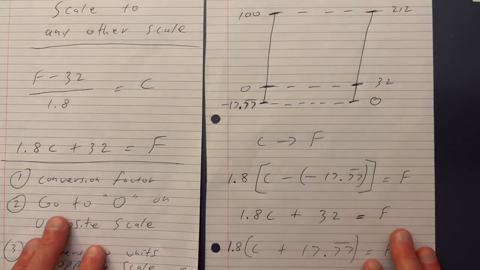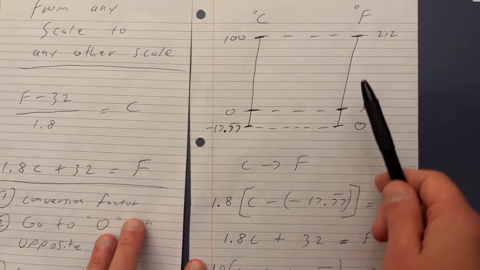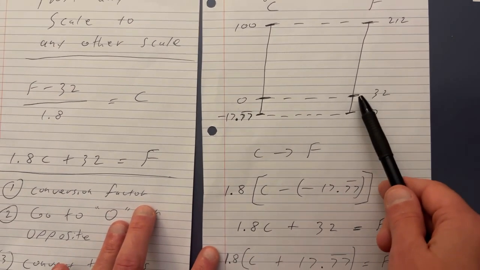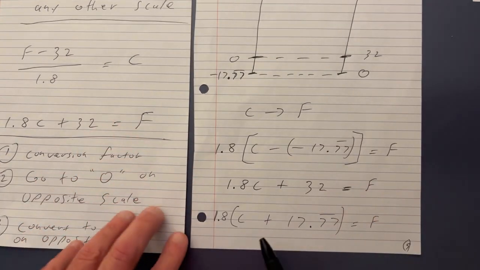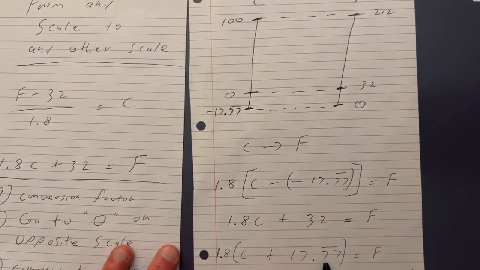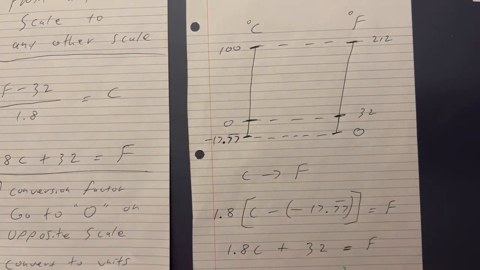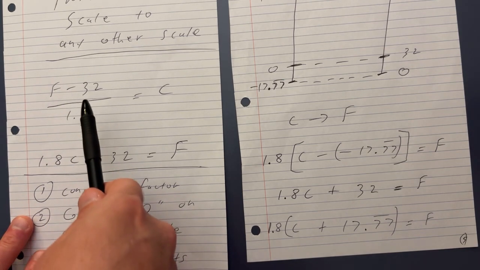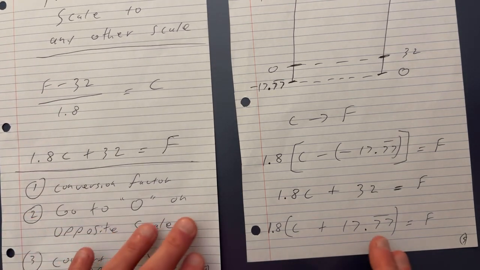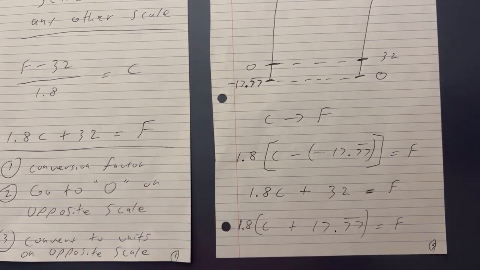Notice what we've done here is made these equations symmetric. So with the Fahrenheit scale, we've taken Fahrenheit, subtracted 32 on its own scale to bring us down to 0 degrees Celsius. And with Celsius, we've added 17.77 repeating on its own scale to bring it down to 0 degrees Fahrenheit. But now we have our symmetry because in this case, we're taking Fahrenheit minus a number and then dividing by 1.8. And here we're taking Celsius plus a number and then multiplying by 1.8.